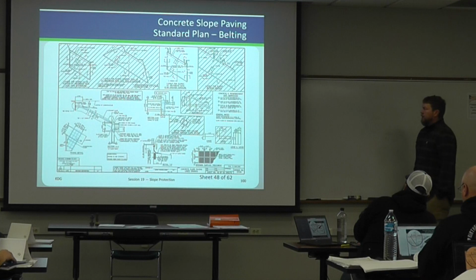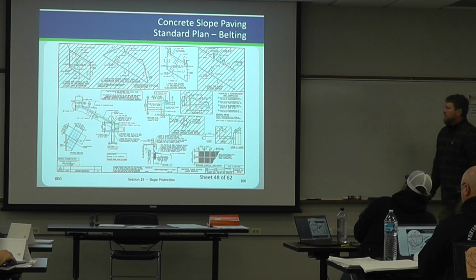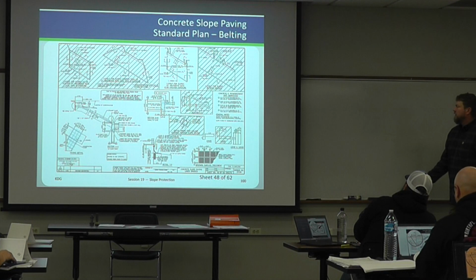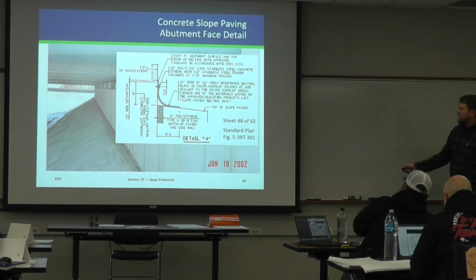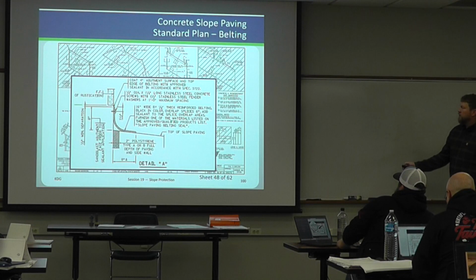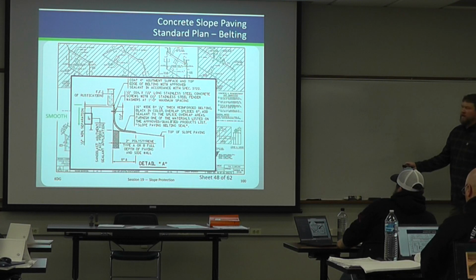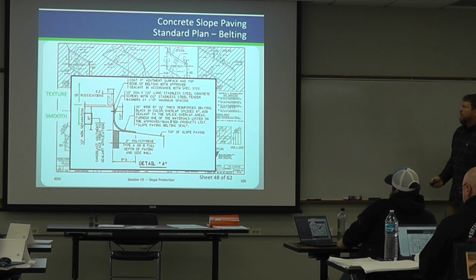So here it is on your example bridge plan, sheet 48. This is where that detail is. So you can see there, if we go back to this picture, you can see there's some rustication here. So this would have to be changed, where this bottom section would be smooth for 8 inches, so you've got a nice area to connect the belting to. And then above that is the rustication texture.